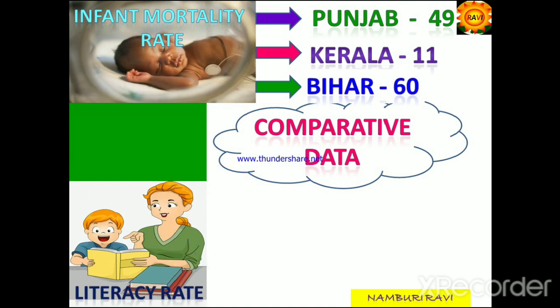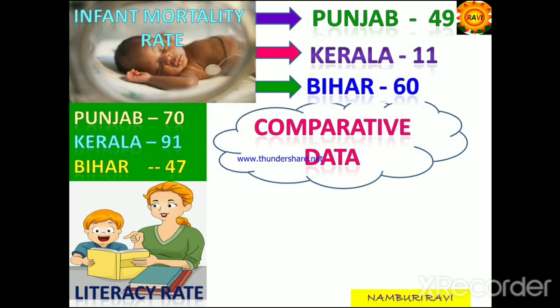And second, the comparative data is literacy rate. In Punjab, there is 70% of literacy rate. This is according to the 2002 and 2003 census, but now we can say that it is more than 85% literacy rate in Punjab. In Kerala, in 2002 and 2003, it was only 91% of literacy, but it has reached the 100% literacy rate. And in Bihar, in 2002 and 2003, it was only 47%, maybe it has crossed 54 to 55%. This is the literacy rate in India from Punjab to Bihar, Bihar to Kerala.